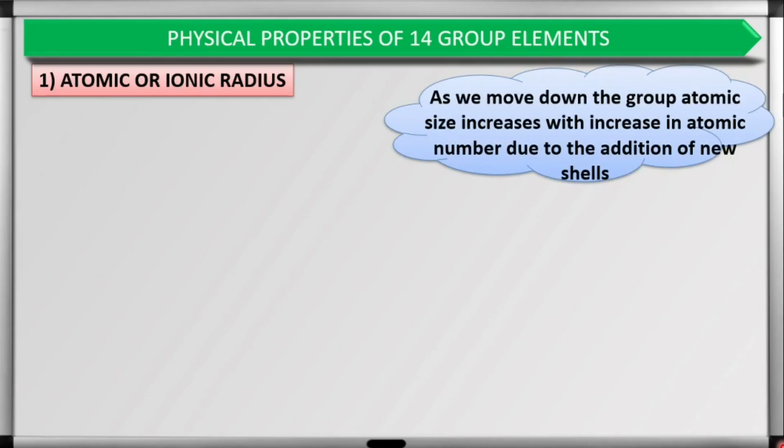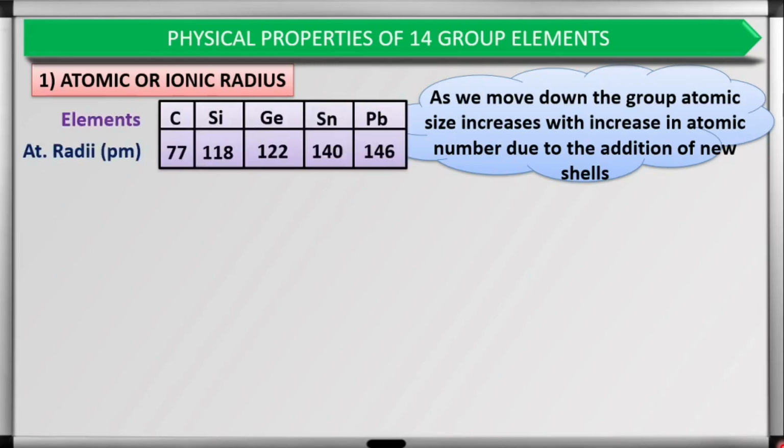So as we move down the group, atomic size increases with increasing atomic number. It is because of the addition of new shells. Already we looked at this in the electronic configuration. Now we look at some values of ionic radii of group 14 elements. See here, carbon shows atomic radii of 77 picometer. It shows very small atomic radii, see 77 picometer. Silicon shows 118, and lead shows 146 picometer atomic radii. So these are the atomic radii values.